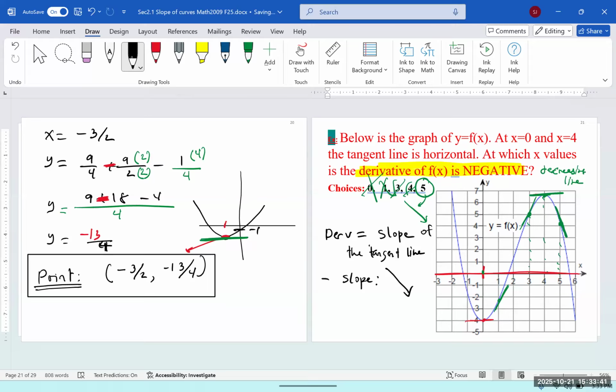So for the 5 points they mentioned, I drew a horizontal line at every point: at 0, at 1, at 3, at 4, and at 5. Which of these lines is a decreasing line? So this is at 0, this is at 1, this is at 3, at 5. So that's why the answer is 5, because they're saying where the derivative is negative. It means where do you see a decreasing line?